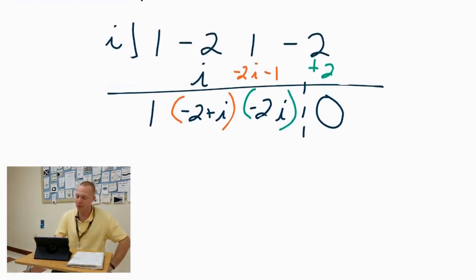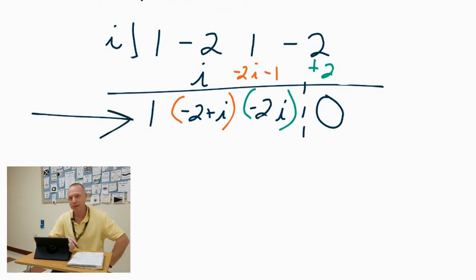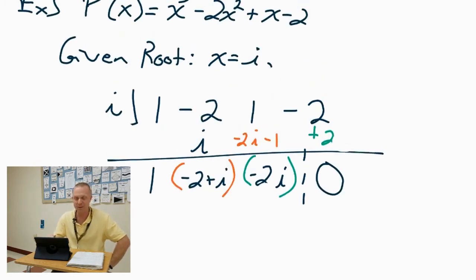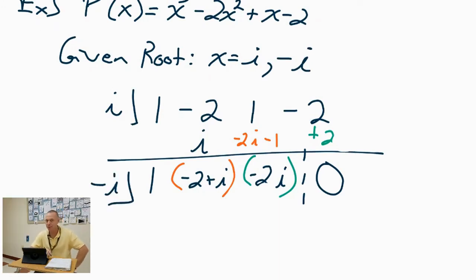Now we're kind of left with a goofy, depressed polynomial, and we don't want to stay at that expression. Instead, what we want to remember is that if i is a root, that means that -i is a root. It's always going to come in a pair. So yep, I'm going to divide again, but this time I'm going to divide by -i.